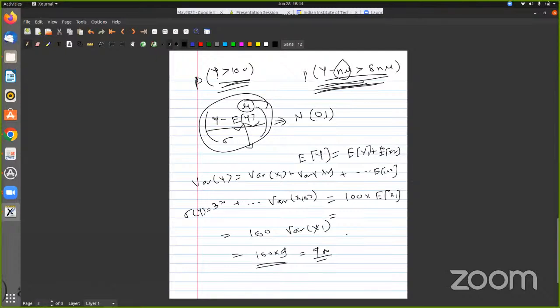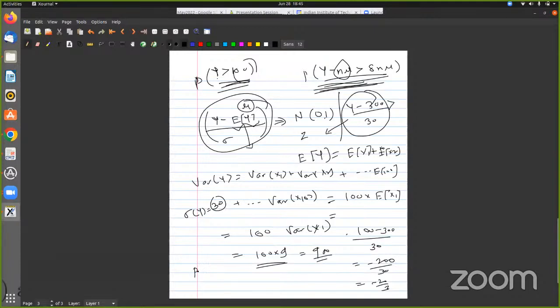30. So what I will do is y minus 300, divided by the standard deviation, which is 30. Same thing I'll apply over 100. So it will be 100 minus 300 divided by 30. So this is minus 200 by 30, which is again going to be minus 20 by 3. And this term is z. So our probability becomes... Is this part clear, sir?